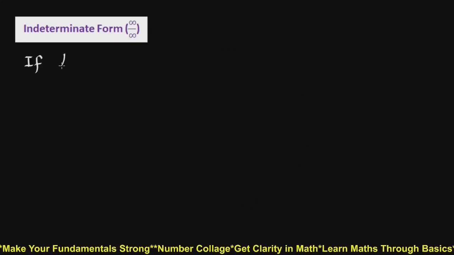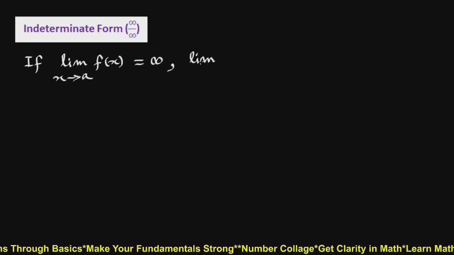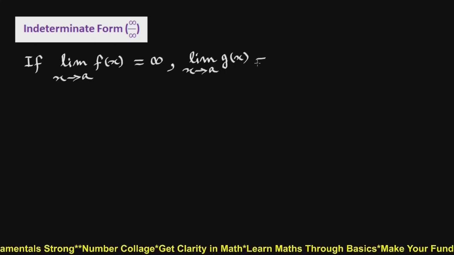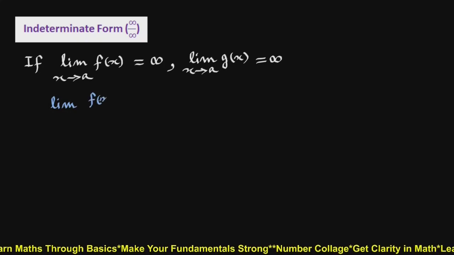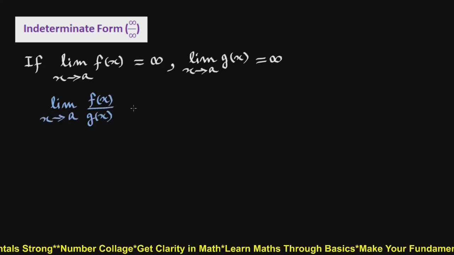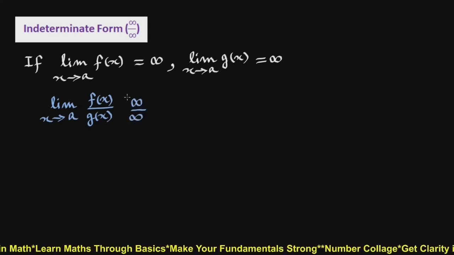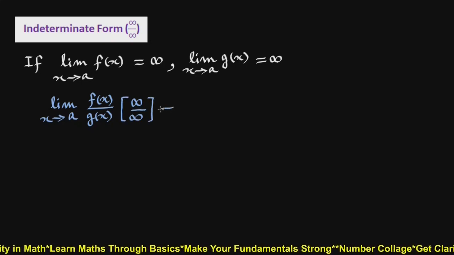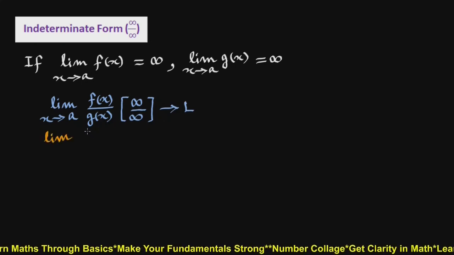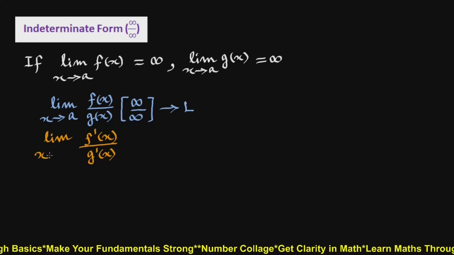If limit f(x) as x tends to a is infinity and limit g(x) as x tends to a is also infinity, then limit f(x) upon g(x) as x tends to a will be an indeterminate form of the type infinity upon infinity. Let this limit be a finite limit L. We will find out what will be limit f dash x upon g dash x as x tends to a.